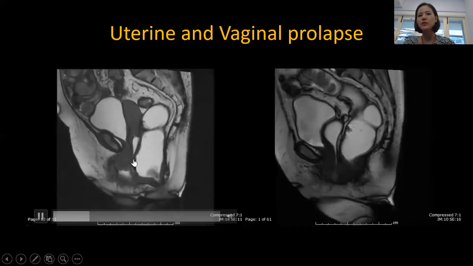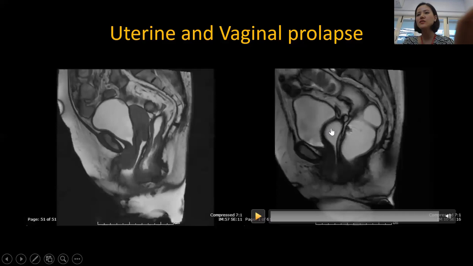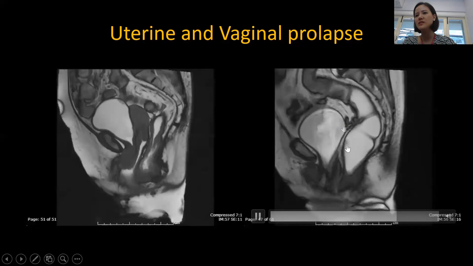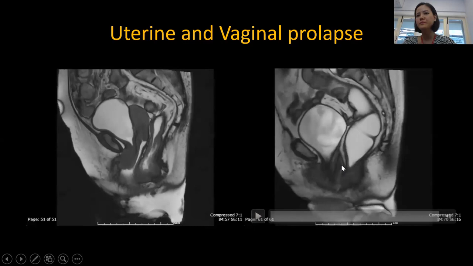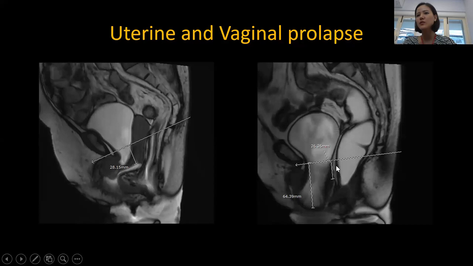And in this patient with hysterectomy, you can see this is the vaginal apex. You use the posterior superior aspect of the vaginal apex. And in the defecation phase, you can see descent of the vaginal apex below the PCL. And you will see severe cystocele too in this case and mild degree of peritoneocele too.